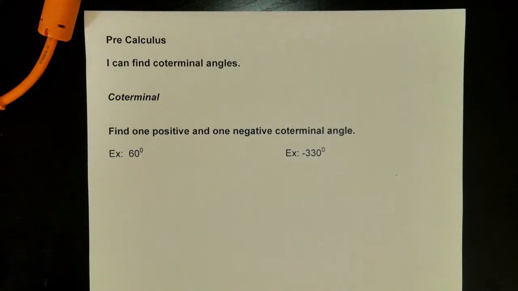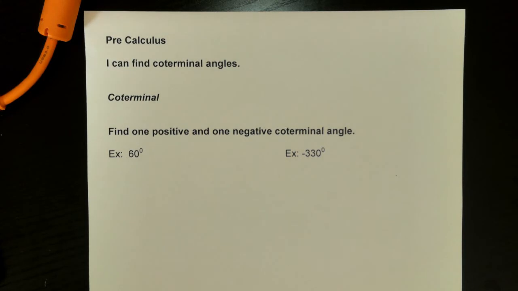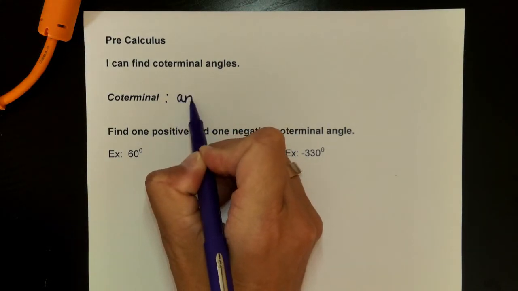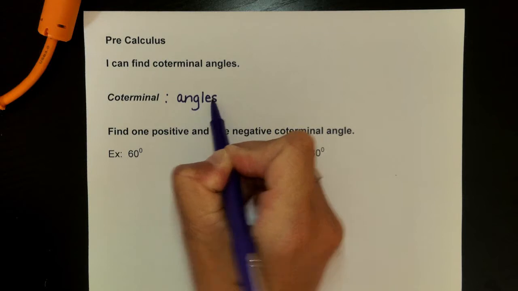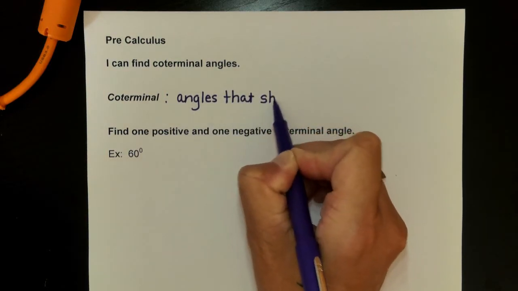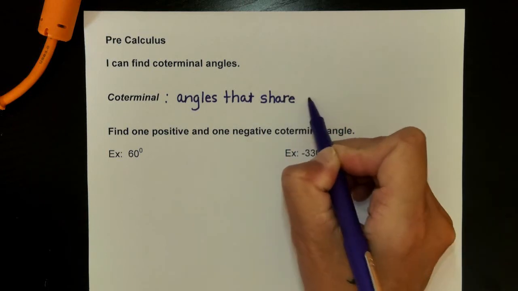Today we're going to talk about coterminal angles. Your learning target is I can find coterminal angles. Coterminal means angles that share a terminal side.